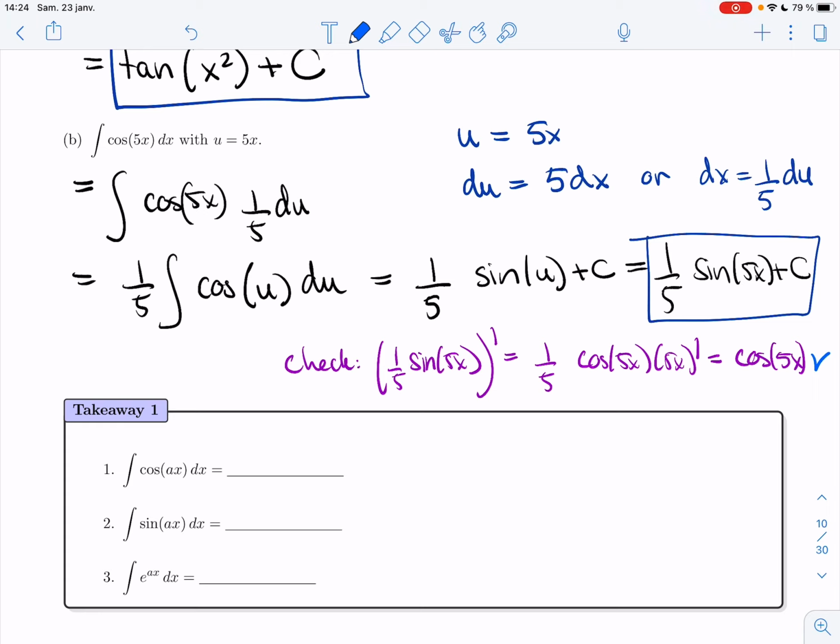Notice that the 1/5 that we have here is there to cancel with the 5 that comes out of the sine when we differentiate. So if we start with cosine of ax, to cancel out the constant that comes out, we're going to have 1 over a instead of 1 over 5. So same exact proof, except that wherever I have 5, I put a. So all of these are a's.